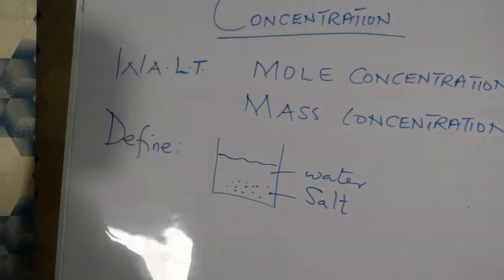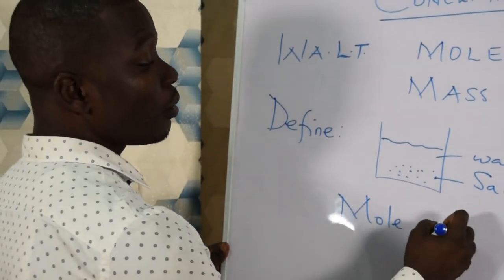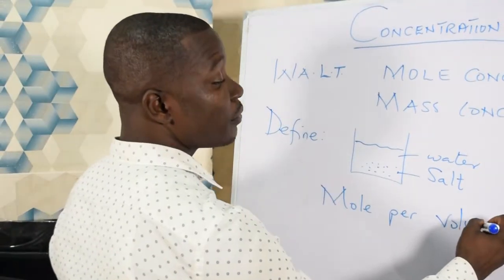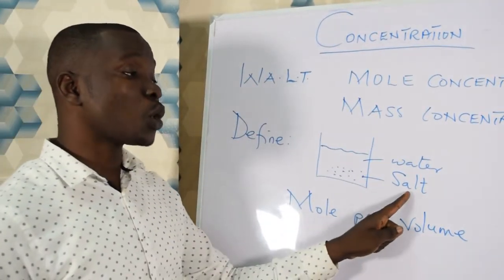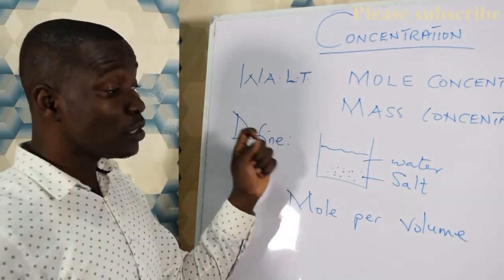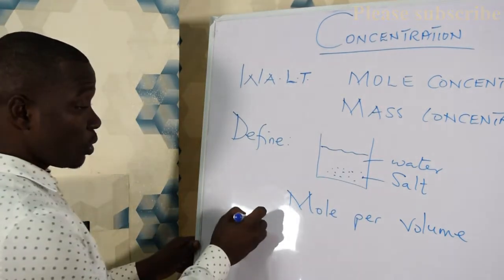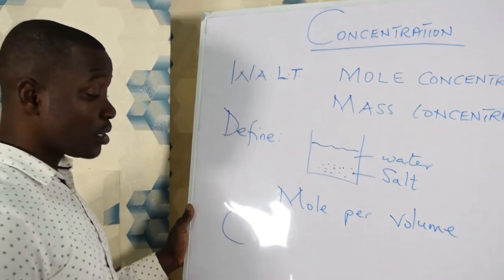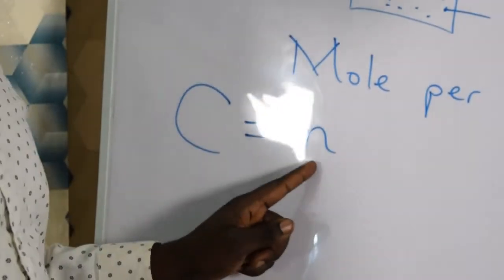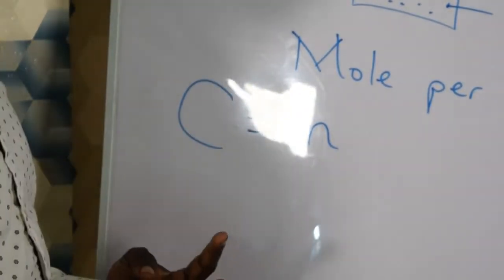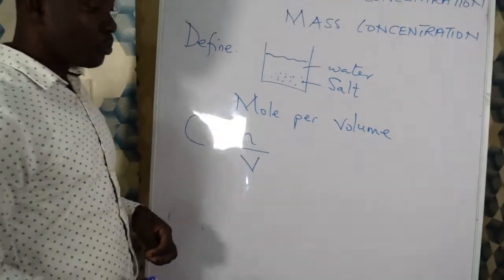So what you mean by concentration is simply mole per volume. It's as simple as that. The number of moles of the salt that you put in the solution per the volume of water. We normally use C to represent concentration. So as I develop the formula, C is equal to small n. In our previous lesson, we said that small n stands for mole or number of moles, then per volume.